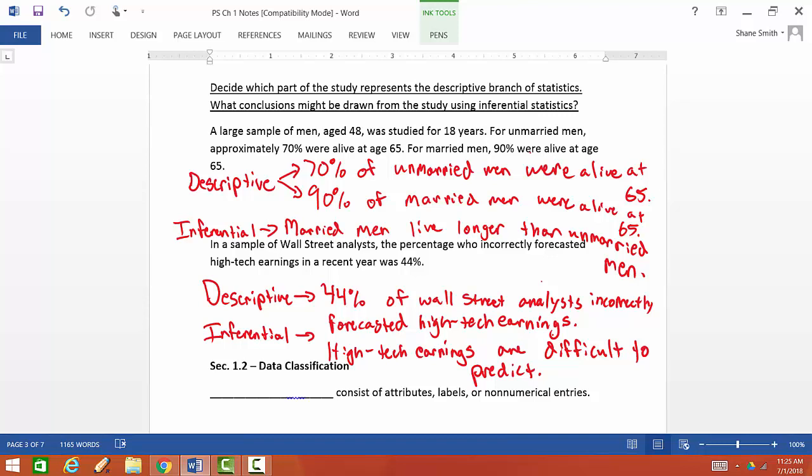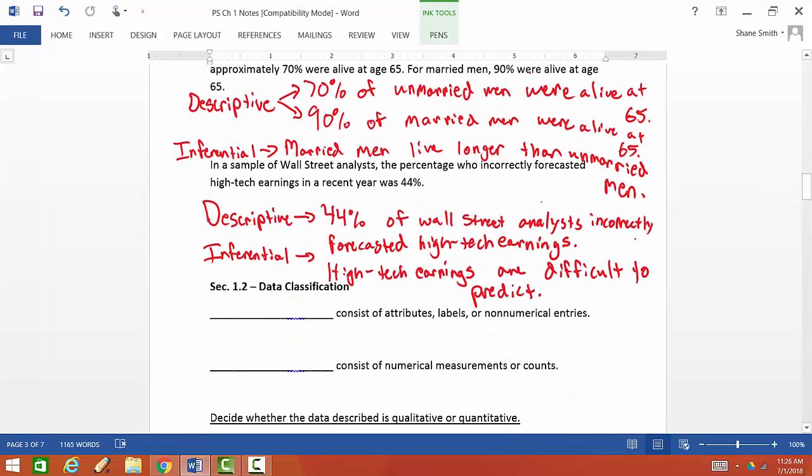Now, what you can't say, and this is important, for inferential statistics, it has to take the descriptive statistic and draw a conclusion. For example, an incorrect inference, this is not an inference, saying something like, almost half of Wall Street analysts incorrectly forecasted high-tech earnings. Well, that's not an inference, because that is basically just restating the descriptive statistic. So you have to make sure that the inference you're making is actually an inference and not just restating the descriptive statistic. Notice how my inferences are actually using that statistic to draw a conclusion. Okay, so that's descriptive and inferential statistics.